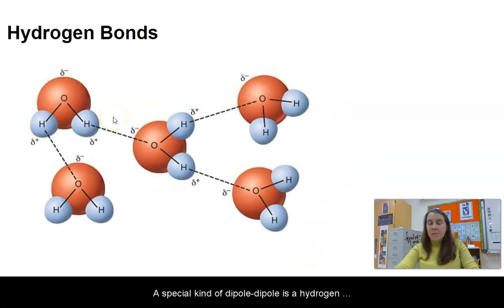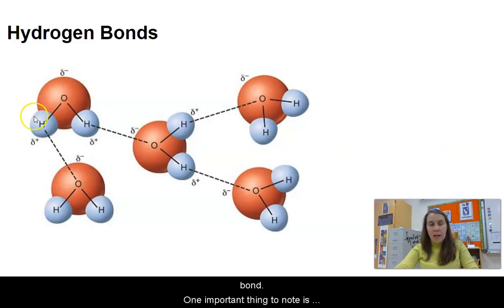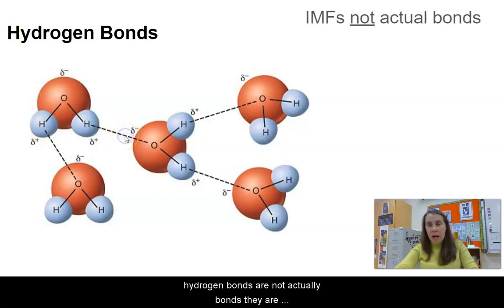All right, a special kind of dipole-dipole is a hydrogen bond. All right, and one important thing to note is hydrogen bonds are not actually bonds, all right? They are intermolecular forces, or IMFs, okay? And they're just slightly stronger than dipole-dipole, all right?